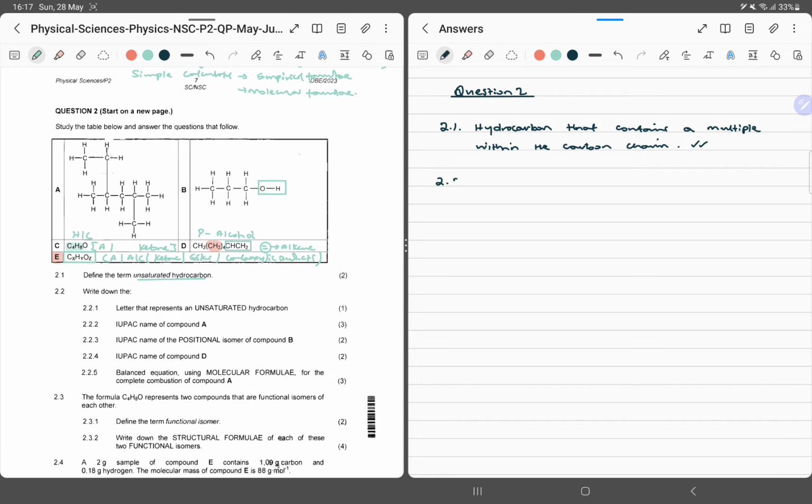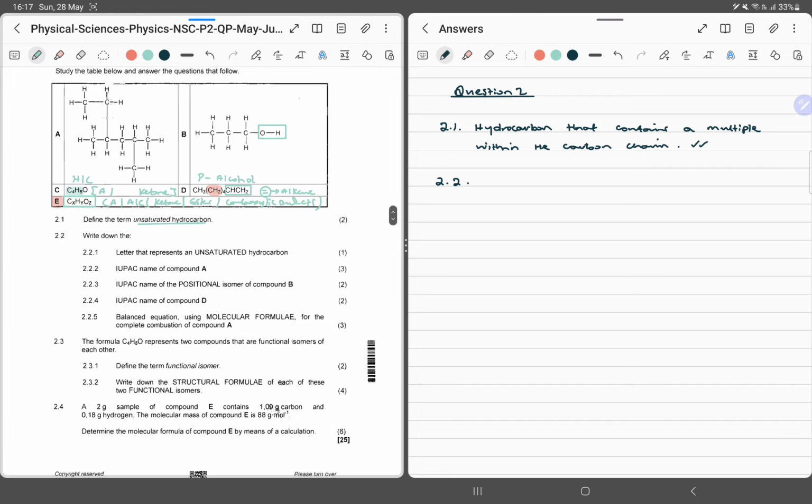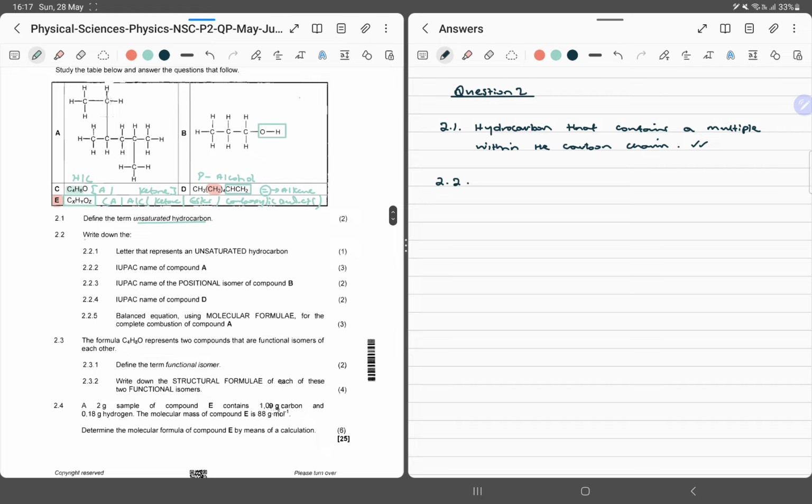So we've got 2.2. It says write down there. So here we're just writing down. So easy stuff here. So we've got 2.2.1. A letter that represents an unsaturated hydrocarbon. We saw that an alkene is letter D. So we've got D there.